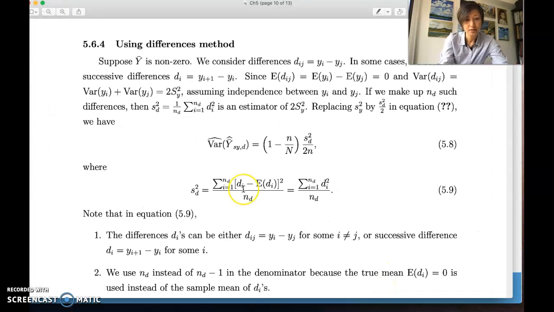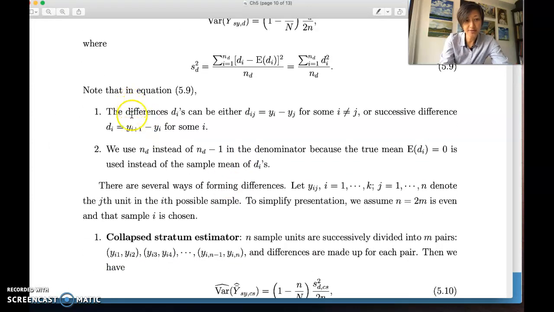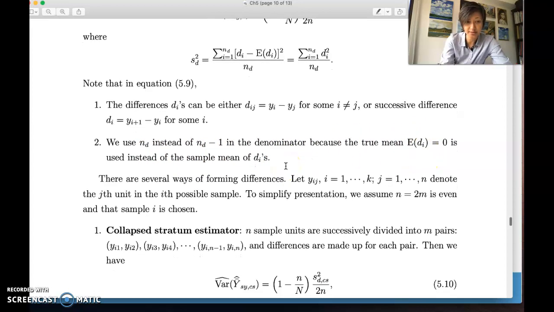Okay. So a couple of comments. First of all, the differences di can either be yi minus yj, any difference between two variables that we collected from the sample, as long as they are not equal to each other, or they could be the successive difference, the next number minus the previous number. Secondly, as we mentioned, we divide by nd instead of nd minus 1 because they are the true mean of the di's instead of the estimated.